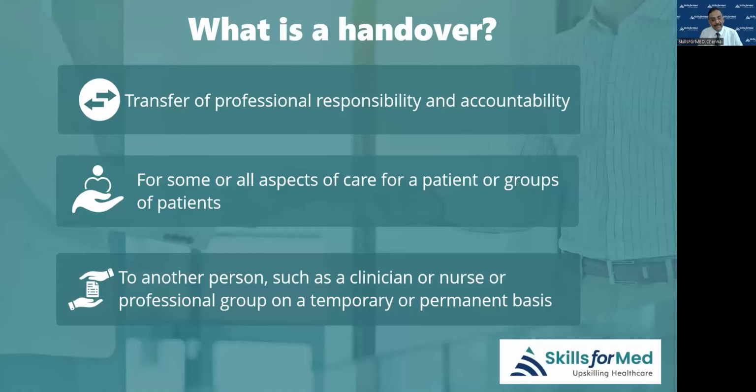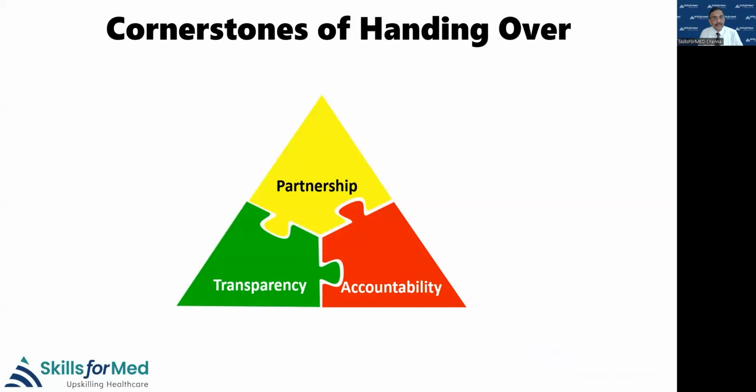That is, it could be paramedics to the clinician, and it could be for a temporary or permanent basis. So for example, if I'm going on 2 days off, I may hand over my patients to my colleague. It's only temporary. I'll come back and take over the patient. So that is handover. And the cornerstones of handover are three things: one is partnership, two is accountability, and the third is transparency.